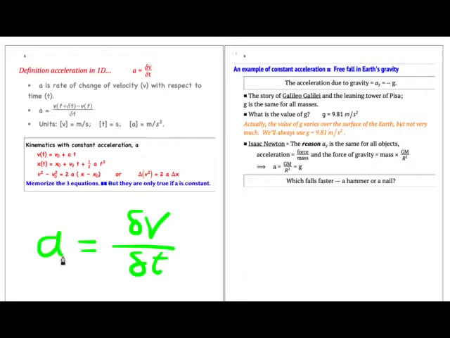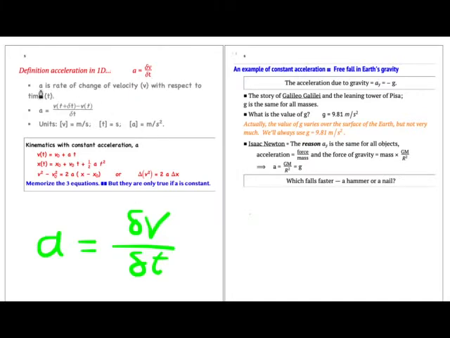That might be constant. In fact, I think in most of the problems, well, no, that's not true. In some problems, the acceleration is constant. And then we could use any time interval and the corresponding change in velocity. But for the instantaneous acceleration, it's the small change in velocity divided by the small time interval over which that change occurs.